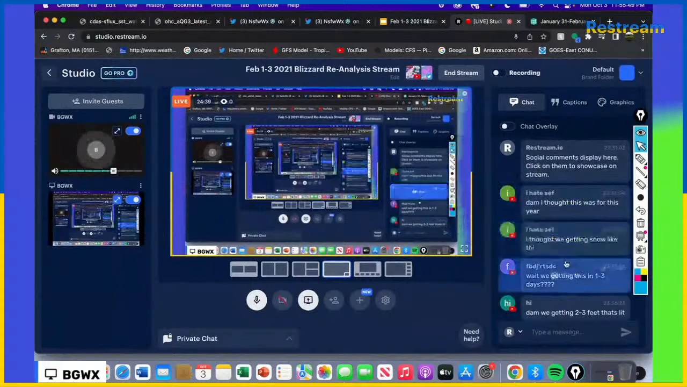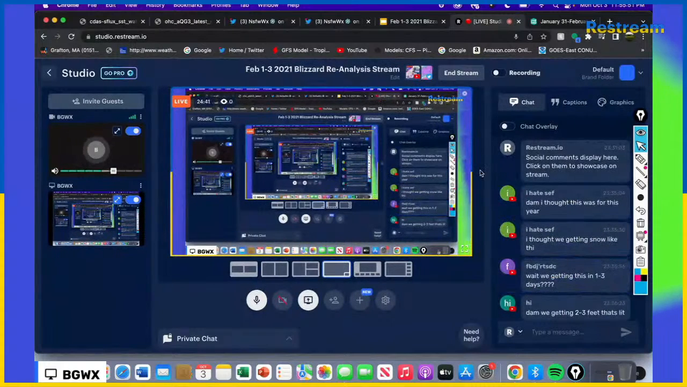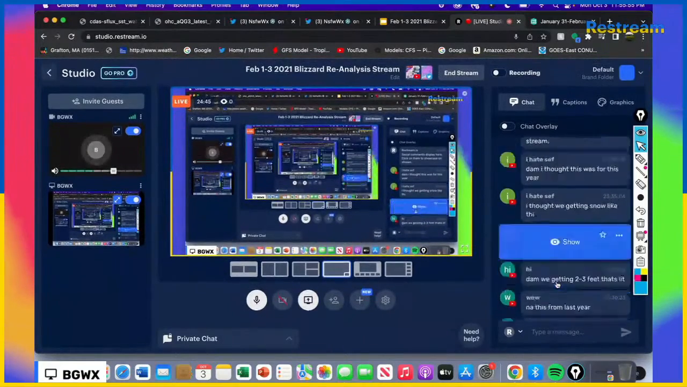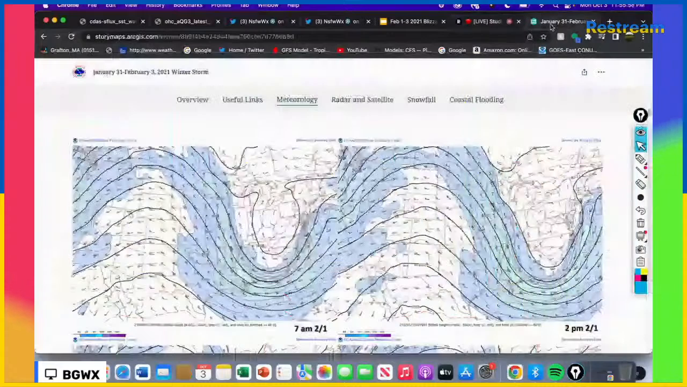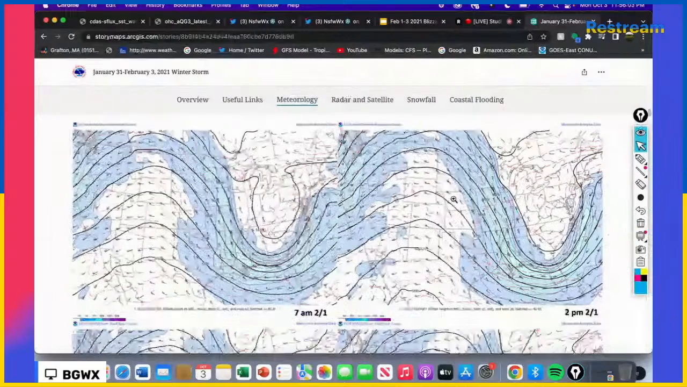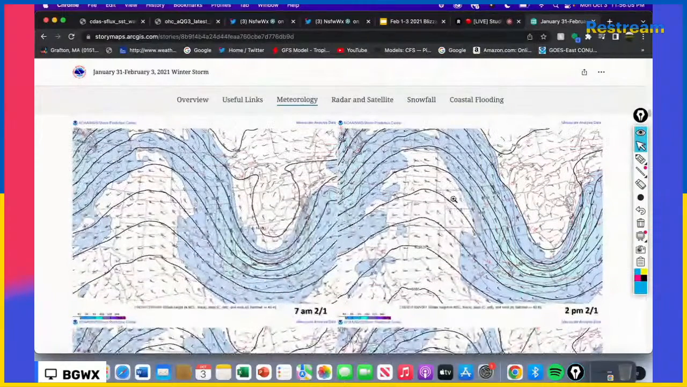Yeah, no, this is a reanalysis. It says reanalysis. This is just a reanalysis stream, so I'm just going over a past winter storm. I pitched it out on Twitter. It seemed like a lot of people were interested. I guess I was wrong, or I guess I should have picked a different day.